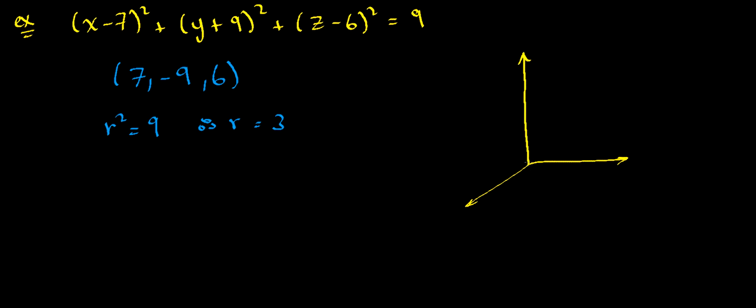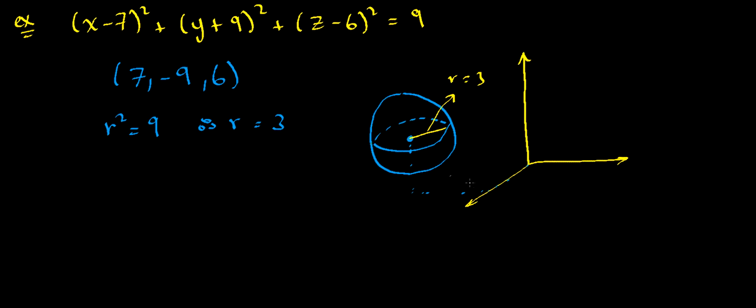So let's locate the center here. We're gonna move 7 units in the positive x direction, negative 9 units in the y direction, and then 6 units in the positive z direction. So this is going to be the center of our sphere. And the radius is equal to 3.